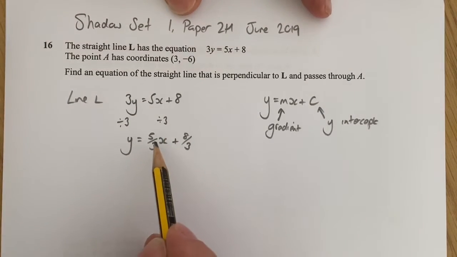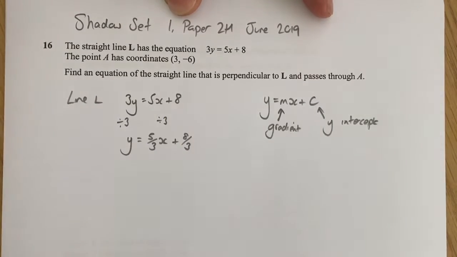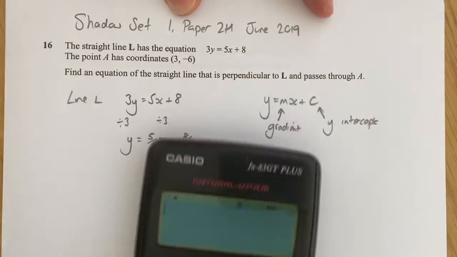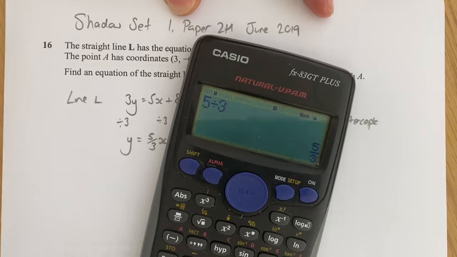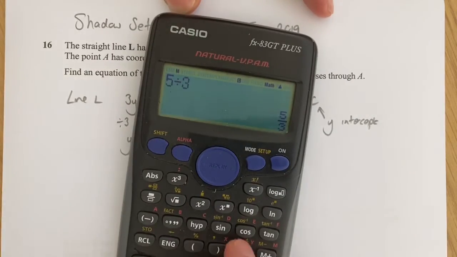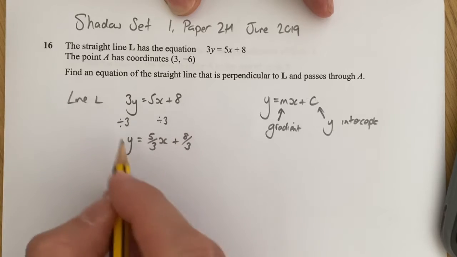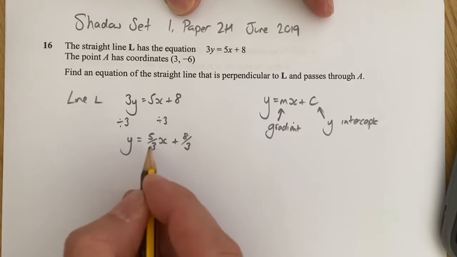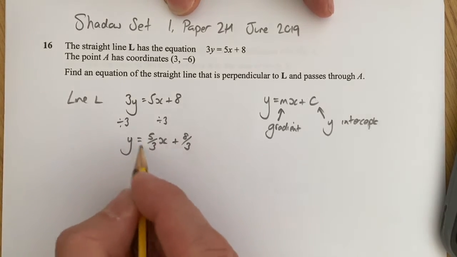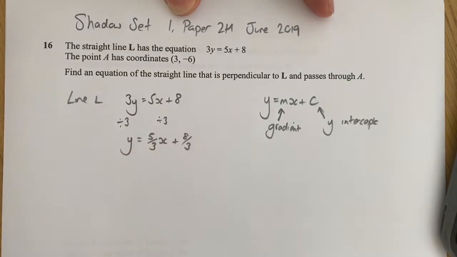Now, I know this is a calculator paper, and I know I could have typed 5 divided by 3 and 8 divided by 3 in a calculator, but I'd have got decimals. If I just get my calculator, 5 divided by 3 comes up with a fraction, which is the best way to leave it. If I insist on pressing S-D, I get 1.6 recurring, and that is not going to help me with the gradient. Gradient should always be dealt with in fractions where possible, so I'm going to leave it as 5 over 3.